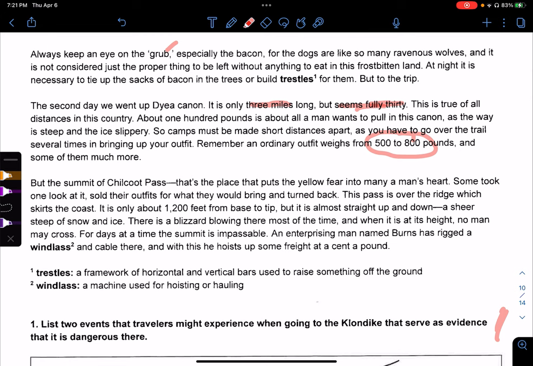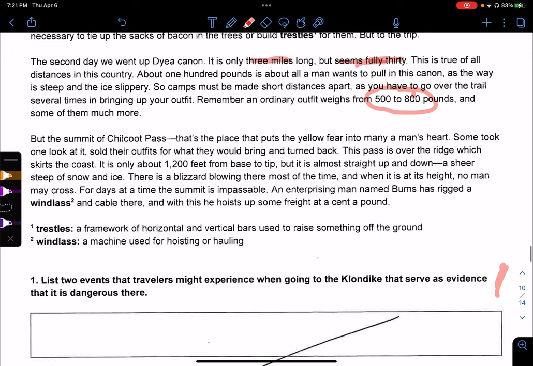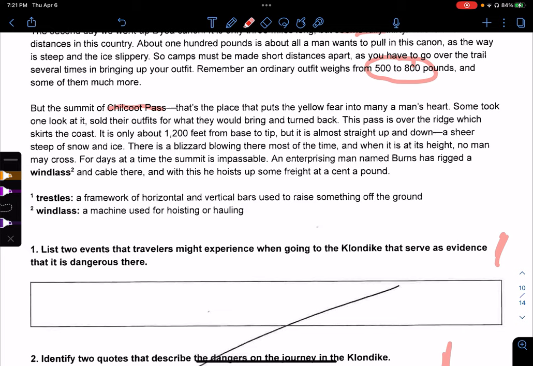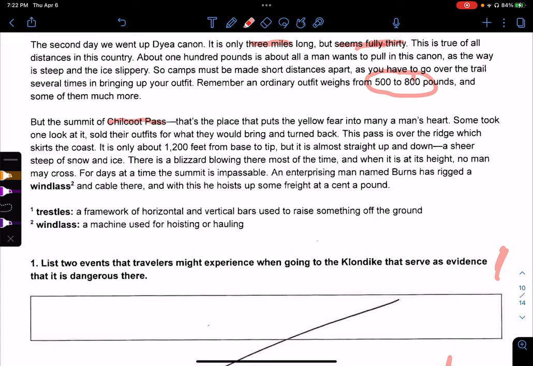It's really, really heavy. But the summit of Chilkoot Pass, that's the place that puts the yellow fear into many a man's heart. So this place sounds like it's a dangerous place. Some took one look at it, sold their outfit for what they would bring, and turned back. So some people got to this canyon or this pass, and they're like, "Oh, nope, going back." That's what he says. Sold their outfit for what they could bring and turned back.